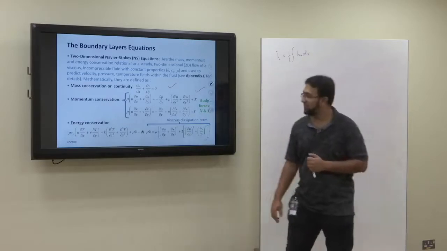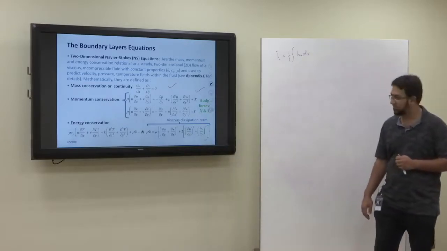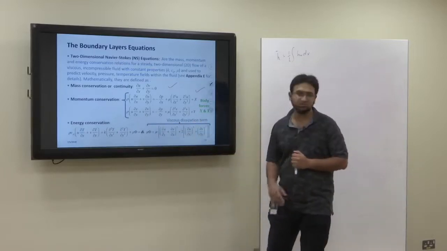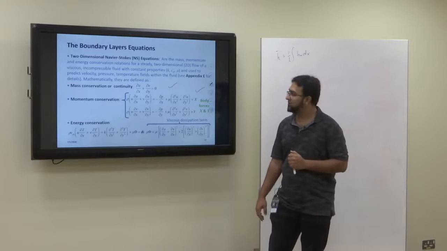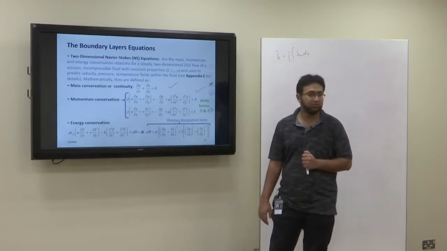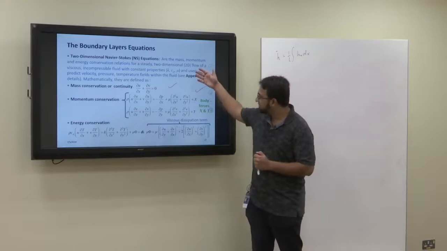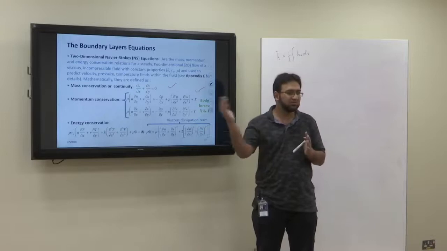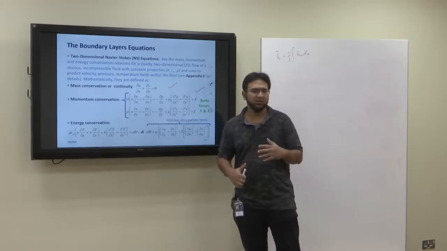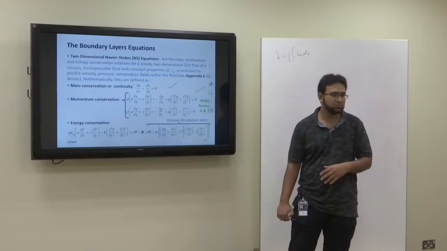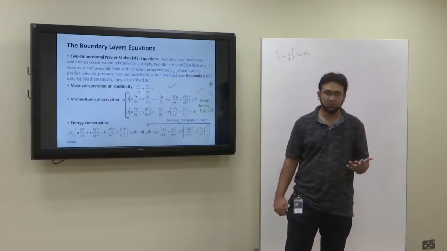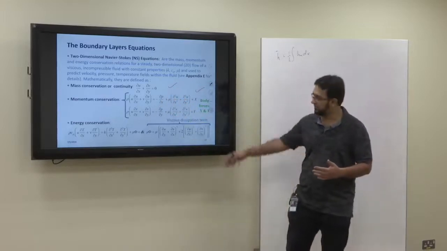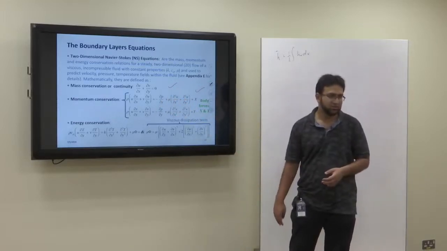Then you have the energy conservation equation, which includes the viscous dissipation terms. These are the general equations for any fluid flowing. These are all the energy balance, momentum balance, and mass balance equations. This is the mass balance, this is the momentum balance, and the last one is the energy balance equation.